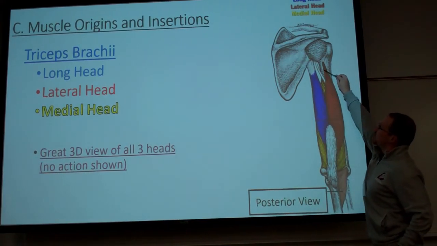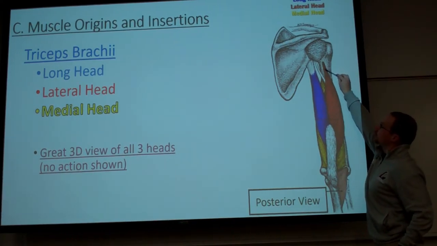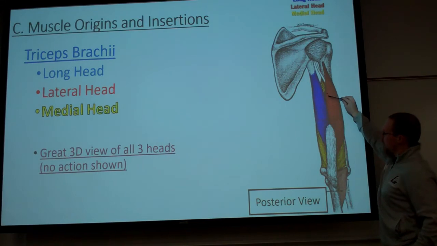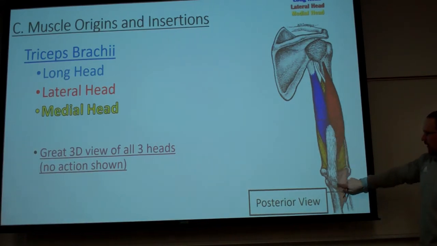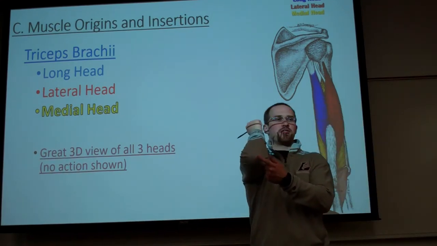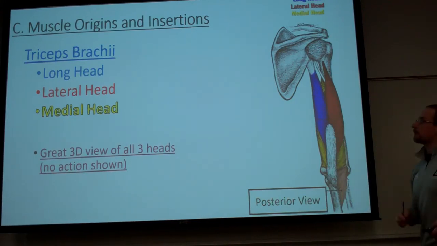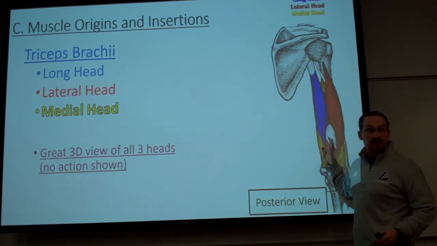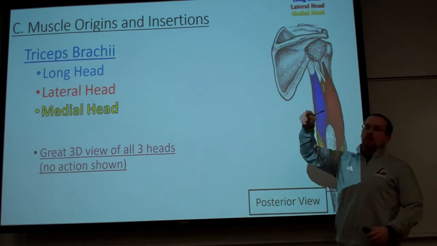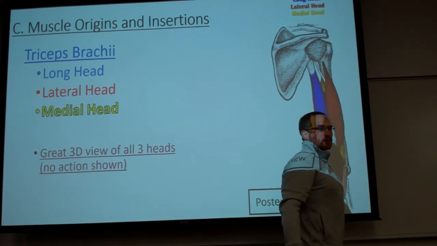Up here, so notice this is more superior, okay, or more proximal. Okay. This is more distal. But they all insert all the way down here at the olecranon process. Remember the olecranon process, that's the pointy part of your elbow. We'll need to know origin and insertions for this. But just at the shoulder, this is going to help with shoulder extension. Bringing it down.